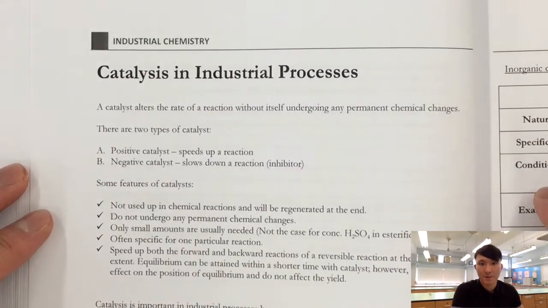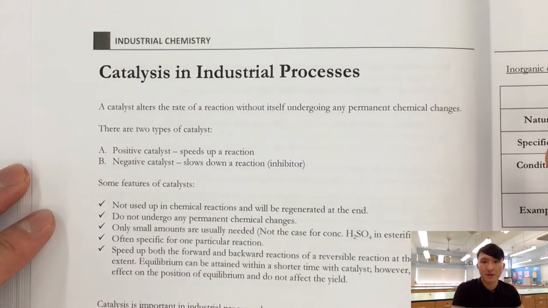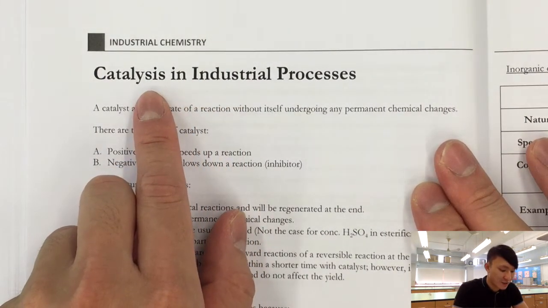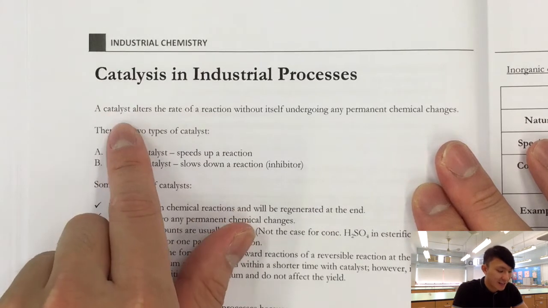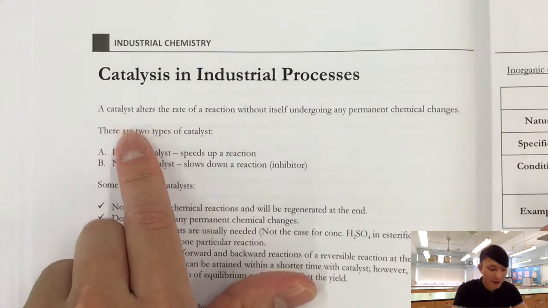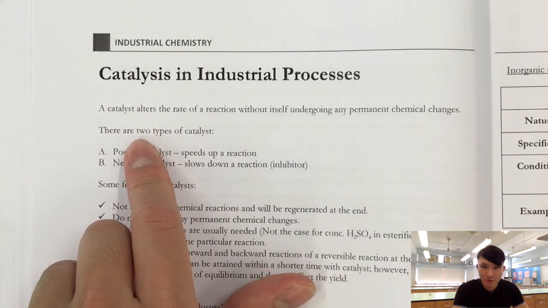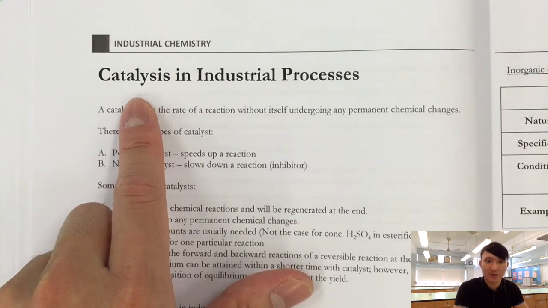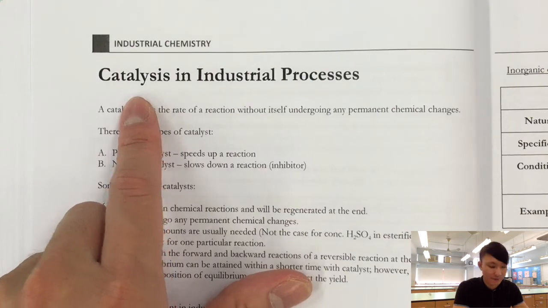Hi, in this video I'm going to continue on industrial chemistry, and today we will start with the catalysis in industrial process. Now again, catalyst definition, refresh your memory. Now you know that for industrial process we want to have the reaction proceeding as fast as possible in a safe way. And one way to achieve that is to use catalysis, or we add catalyst into our reaction chamber so that the reaction can proceed faster.